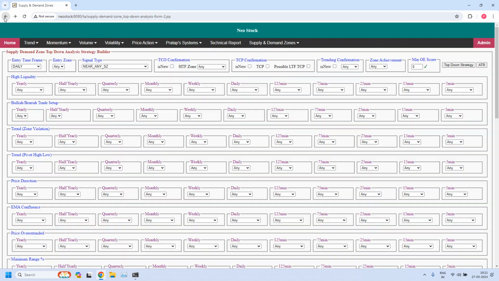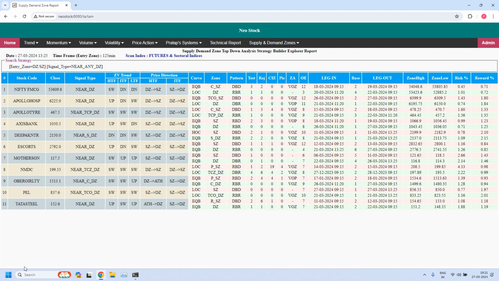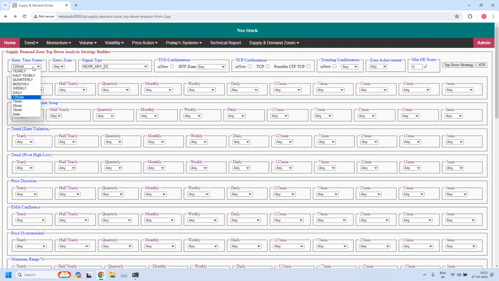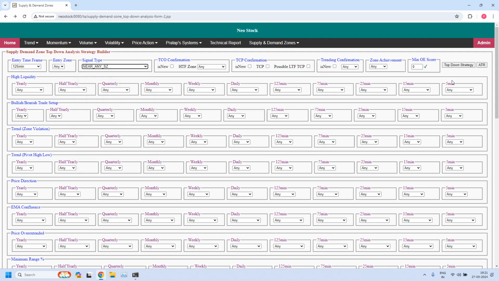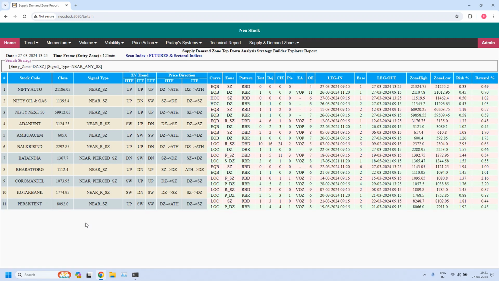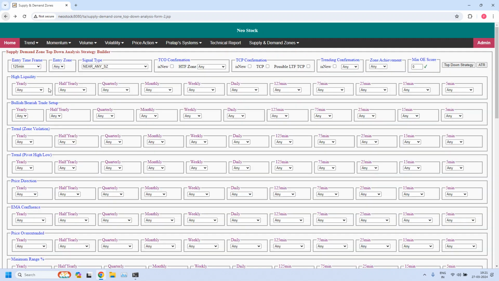So let's go back. I am changing the time frame to 125 minutes. Let us find the stocks near 125 minutes demand zone. These 11 stocks are filtered. So I am going back. For 125 minutes time frame, let us find the stocks near 125 minutes supply zone. So 11 stocks are filtered which are near to the 125 minutes supply zone.